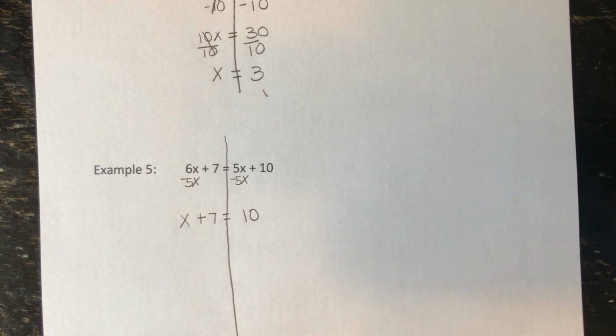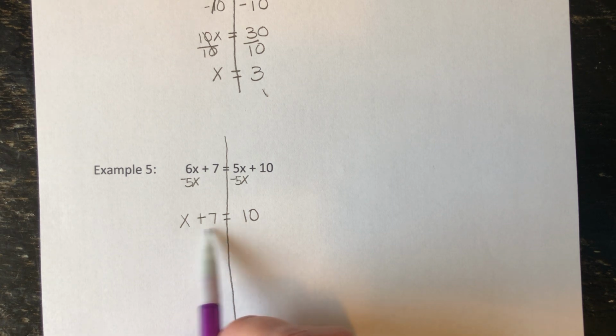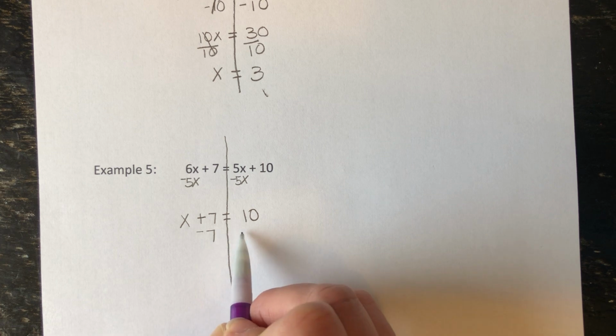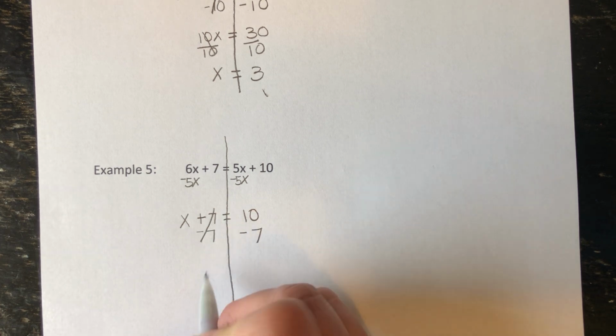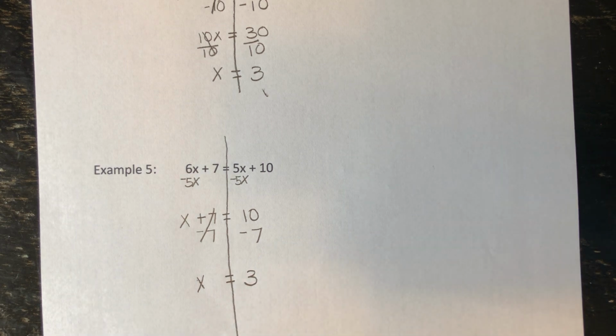So this is a little simpler, because really the only thing that's preventing x from being by itself now is this plus 7. So if I get rid of this plus 7 by subtracting it on both sides, I have x equals 10 minus 7 is 3.